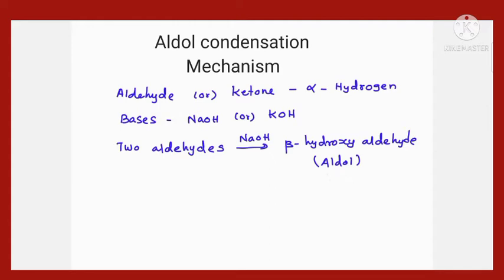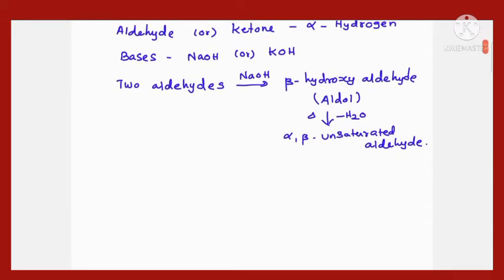Whereas this compound formed can readily lose a water molecule on heating, which results in the formation of an alpha beta unsaturated aldehyde. So this is one type of aldol condensation. Instead of 2 molecules of aldehyde, you can use 2 molecules of ketone also. If we use 2 molecules of ketone in the presence of the same base, sodium hydroxide, it will result in the formation of beta hydroxy ketone.